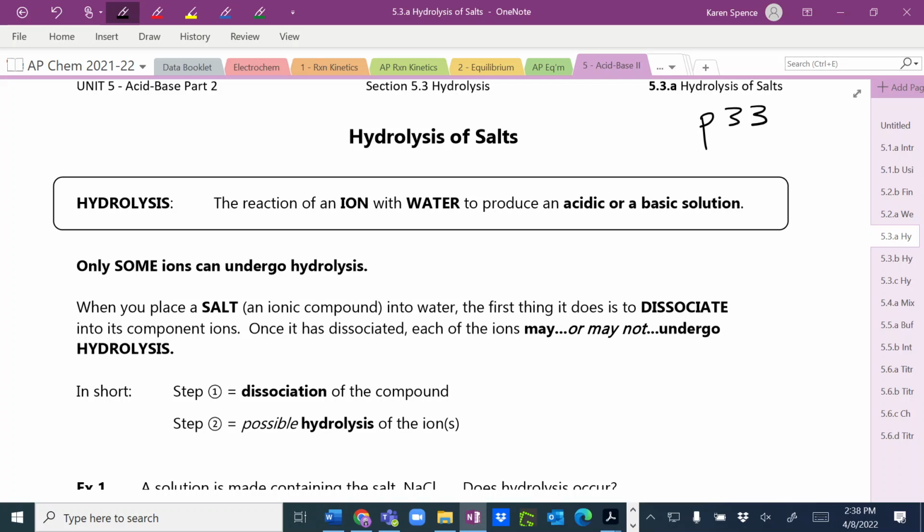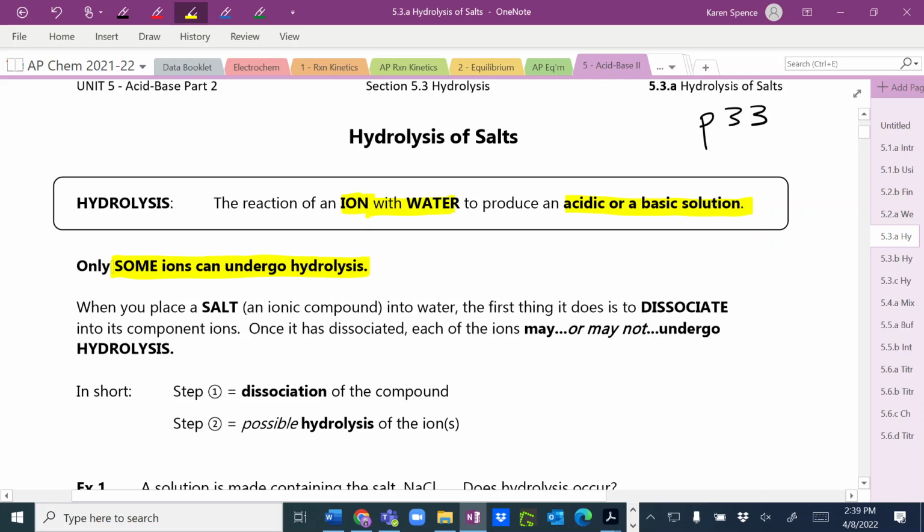You guys good? No worries. Just want to make sure I'm not zooming ahead when you're not ready. Hydrolysis is the reaction of an ion with water to produce an acidic or basic solution. Have we done such things already? Yes, we have. You remember when we were doing the Kbs, you put your ion with water and you end up with hydroxide, right? But only some ions can undergo hydrolysis, not all of them. And in fact, we've done this already.